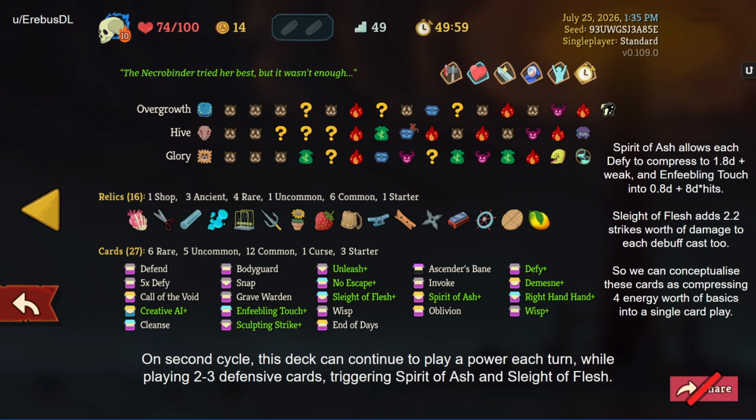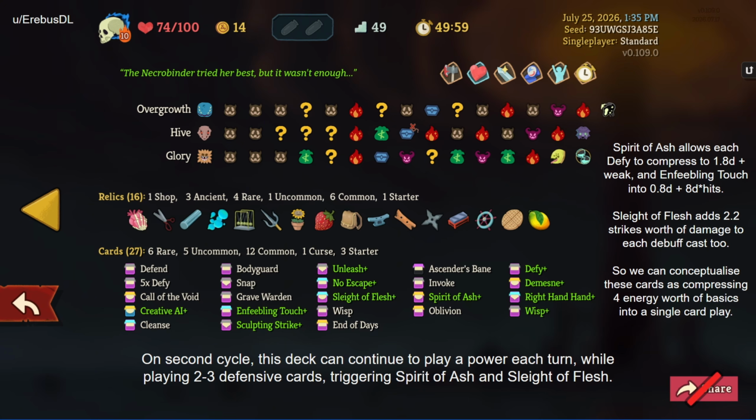The Slay the Flesh adds more than 2 strikes worth of damage to each debuff cast. Almost every card creates a debuff, and so if you compare that to something like Demon Form or something like Serpent Form, how much damage would you need Serpent Form to be doing to get 2 strikes worth of damage out of every card play? You would need 3 Serpent Forms, right? How much strength would you need to get an extra 2 strikes worth out of every card play? You would need 12 strength. So Slay the Flesh is adding a lot of compression to all of these effects that apply debuffs, and most of the cards in this deck can apply a debuff, especially on the second cycle.